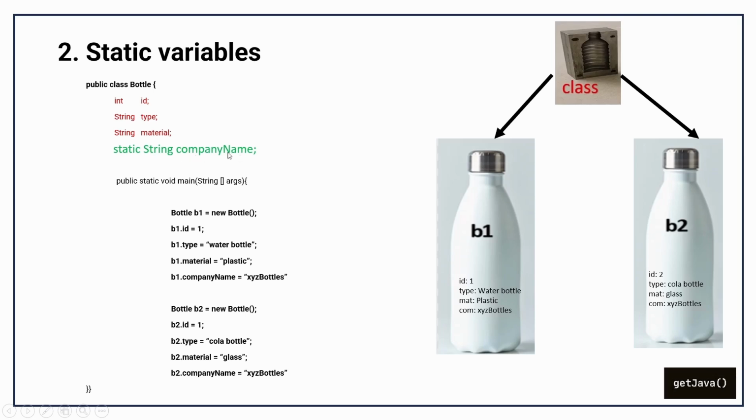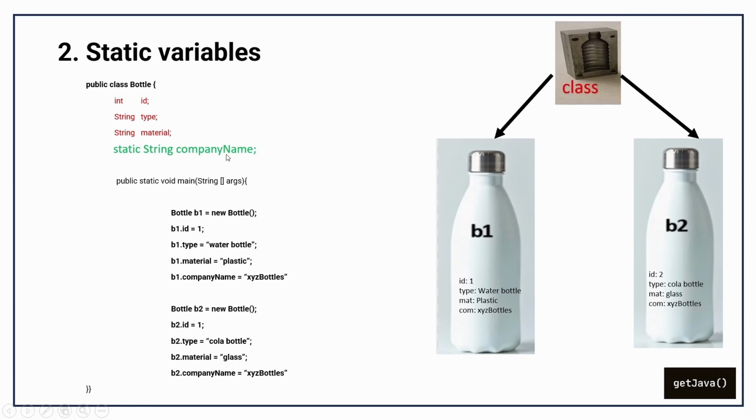Now what is the advantage of using this static variable? Static means only one copy is created, and this copy will be shared with all the objects which are created. In instance variable we saw every object will have its own separate copy, but with static only one copy is created, and that one copy of this variable will be shared among all the objects.